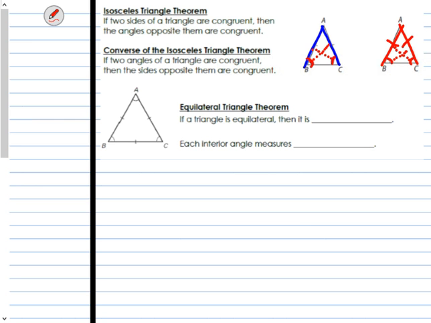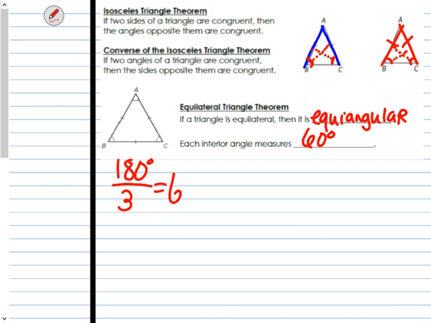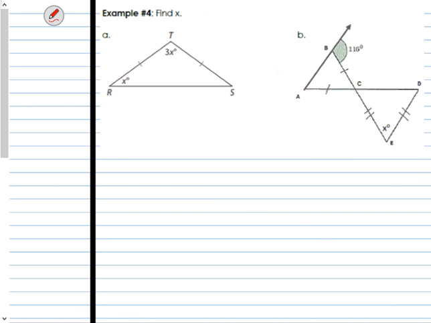The equilateral triangle theorem says that if a triangle is equilateral, which means all equal sides, it is also equiangular, which means equal angles. If a triangle is equilateral, it is also equiangular. So each interior measure will always equal 60 degrees, because if all three angles have to add up to 180 degrees and all three angles are equal, 180 degrees divided by 3 is 60 degrees. So you want to remember 60, because if two of them are 60, the other one has to be 60 as well. Example 4a, we're going to find x.